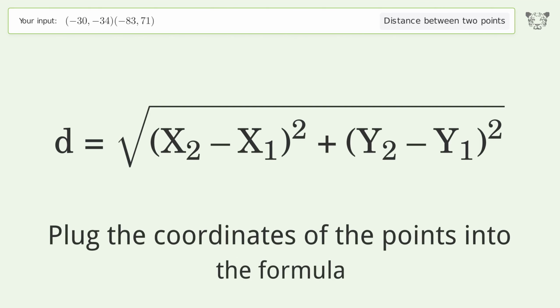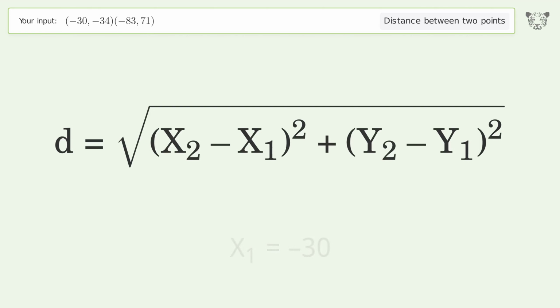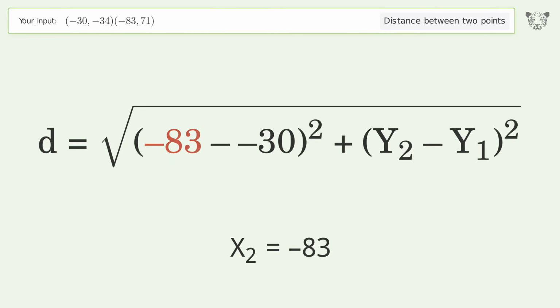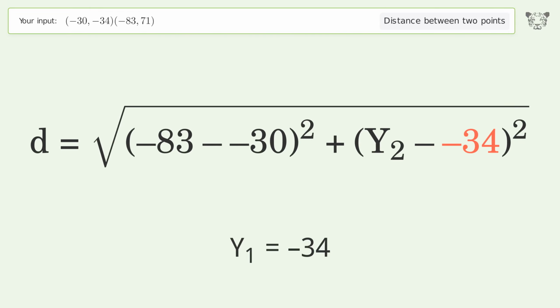Plug the coordinates of the points into the formula. x1 equals -30. x2 equals -83. y1 equals -34. y2 equals 71.